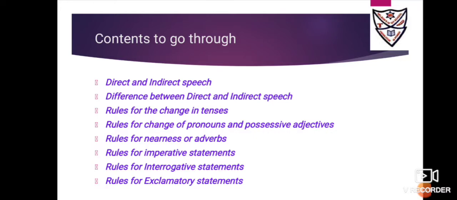So very first, we'll see the meaning of direct and indirect speech. Then we'll go for the difference between direct and indirect speech. Next step is what are the rules that we use to change the tenses. Step number 4 is we'll see the rules to change the pronouns and the possessive adjectives. Then we'll go for the rules to change nearness or the adverbs. Then there are rules for the different statements like assertive, imperative, interrogative and exclamatory statements. So children, these are the contents that we have to cover in this chapter.